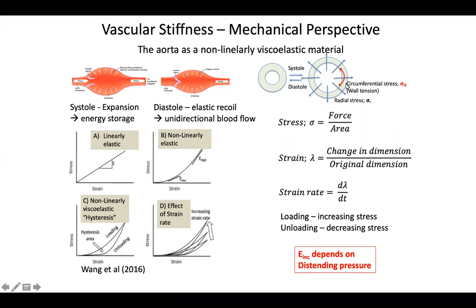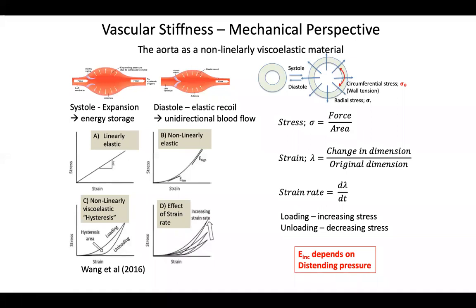In this expansion, the wall of the aorta, which is the structural aspect we will be considering, is exposed to different kinds of mechanical stresses. The first is a radial stress, which happens in the radial direction. That's why it's called the radial stress. And the second is the circumferential stress that builds up on the wall, and it's often referred to as wall tension.